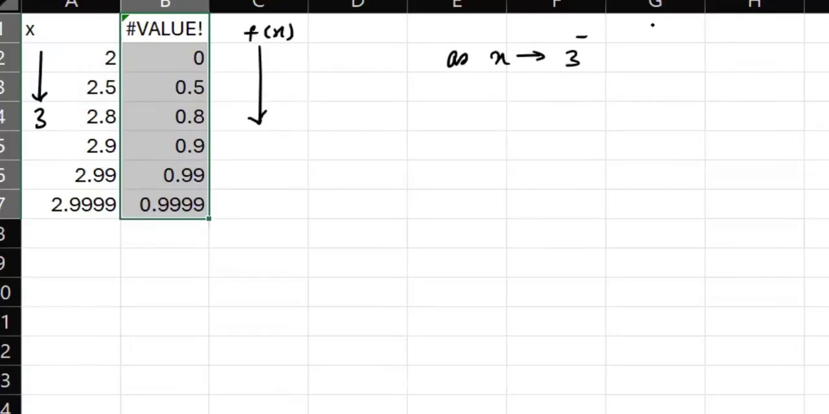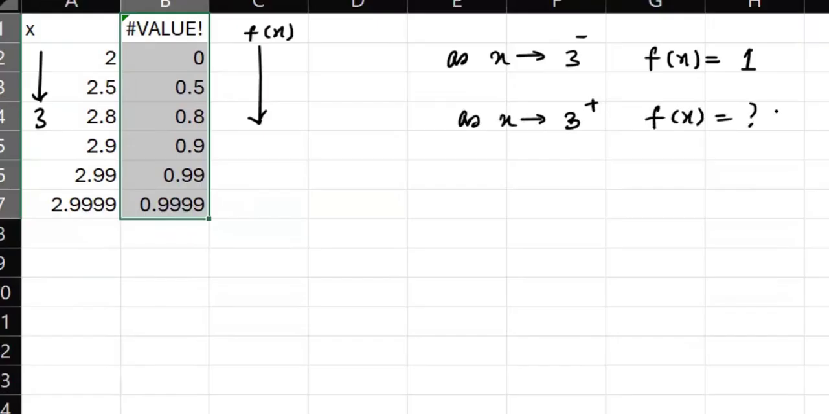So here what you see is the value of x is approaching 3, then f of x is approaching what? As x approaches 3, I'm calling this the left hand side. What do you think the function is approaching? Is it approaching a number? So it is approaching the number 1. Okay, yeah, correct. So now if I have to check as x approaches 3 from the right hand side, what will this function approach? Let us try that.